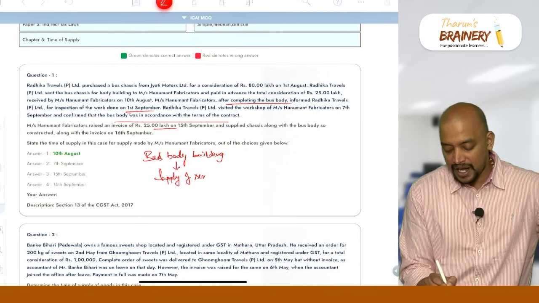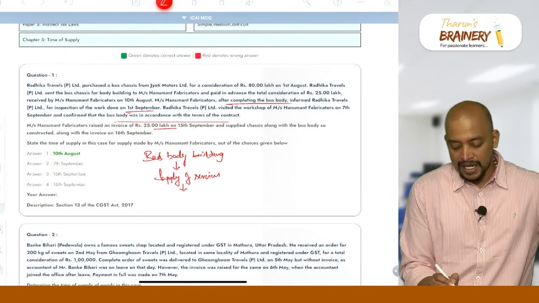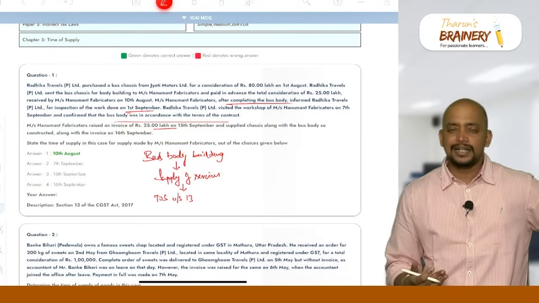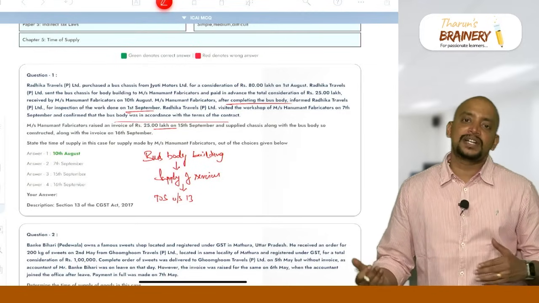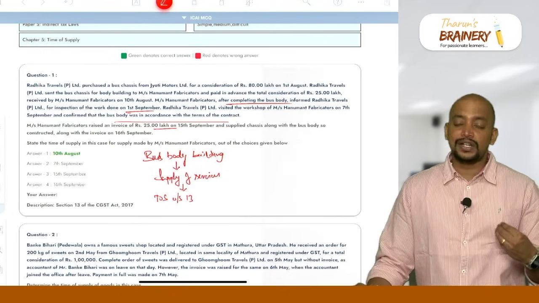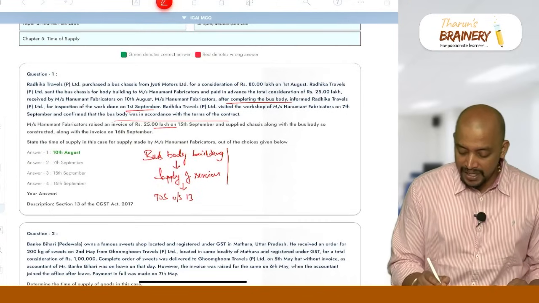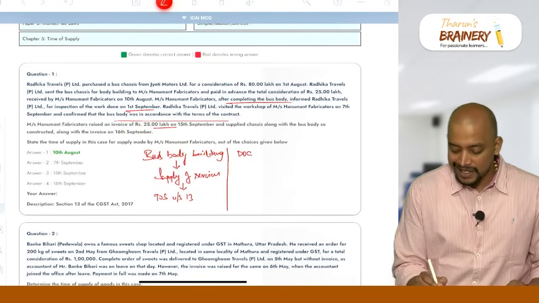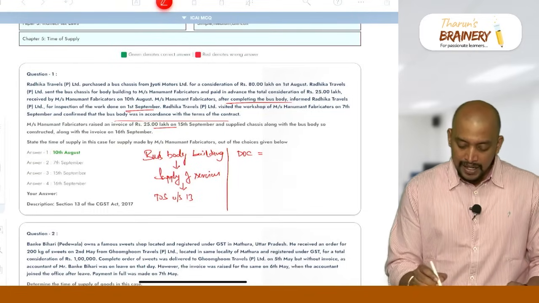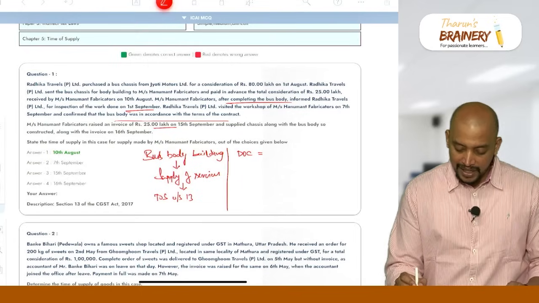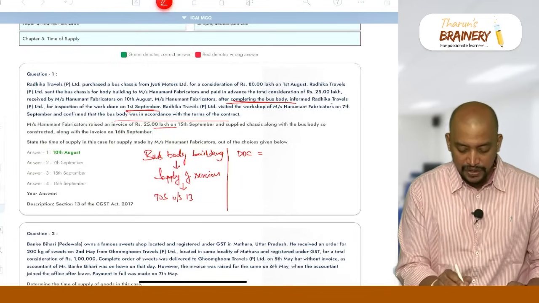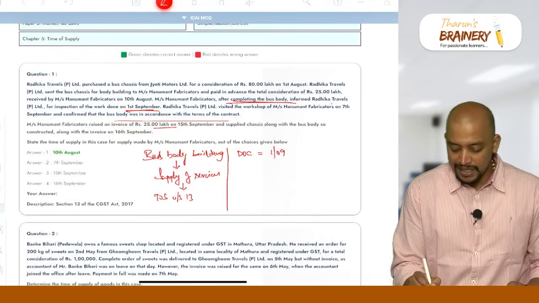In case of supply of services, we need to determine the time of supply under section 13, and here it is like FCM, services covered under FCM. So what is the date of completion of service, and when the invoice is raised, you need to see what is the date of completion of service. Here the service was completed, so Radhika visited the workshop and, completing the bus body, informed Radhika Travels for inspection on 1st September. So 1st September is the completion.